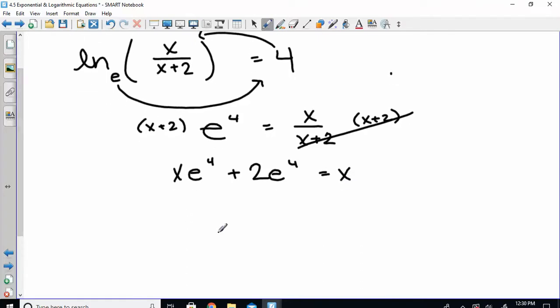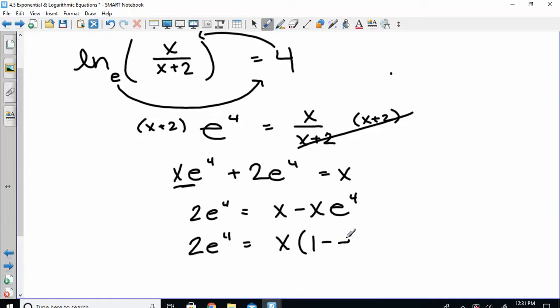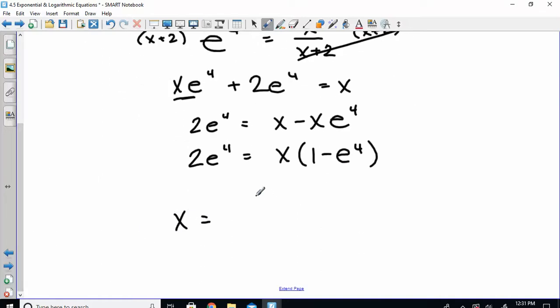We are trying to solve for x, and how many of those do we have in our problem? 2, so we need them on the same side. So I'm going to subtract that one over. Can you actually subtract those things? So what would we do instead? And so then to get x by itself, you would divide. So we have 2 e to the 4th over 1 minus e to the 4th.